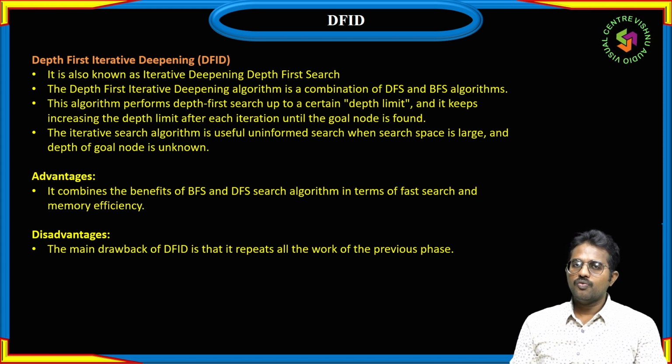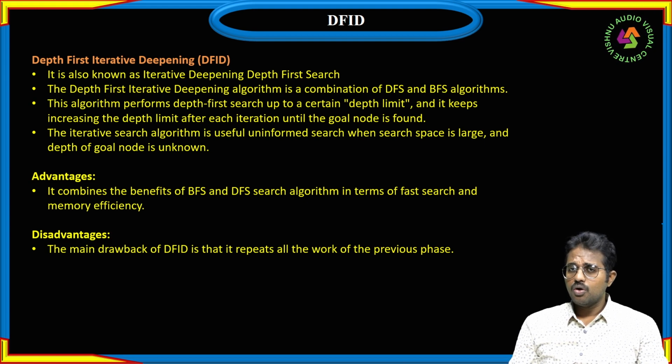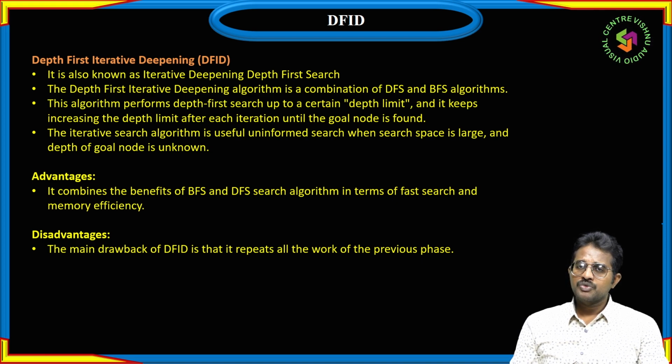After applying DFS on iteration 0, that is depth limit 0, it will check whether the goal node has been reached. If the goal node is not reached, it will increment the depth limit to 1. After incrementing the depth limit to 1, the graph will again have a subgraph up to level 1.